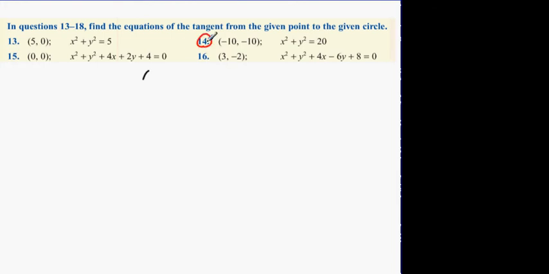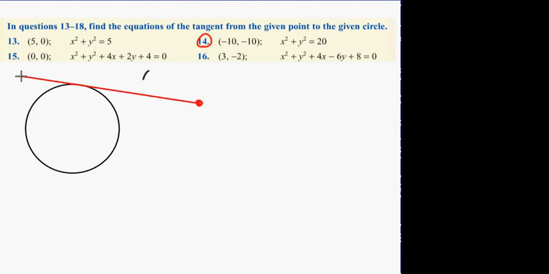What we're getting here is: find the equation of the tangent from the given point to the given circle. What you'd have to realise here is that you have a circle and a given point, and there's no indication that the point in question is on the circle. Then you've got to realise that the tangent has to go through this point. That's all you're given at the start.